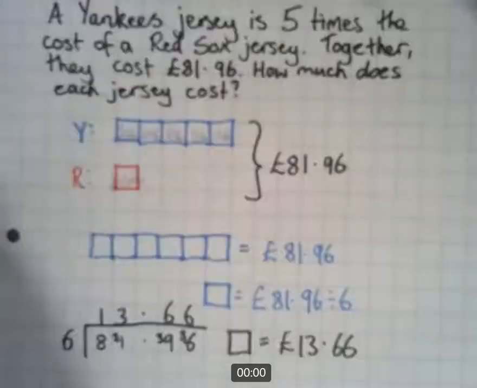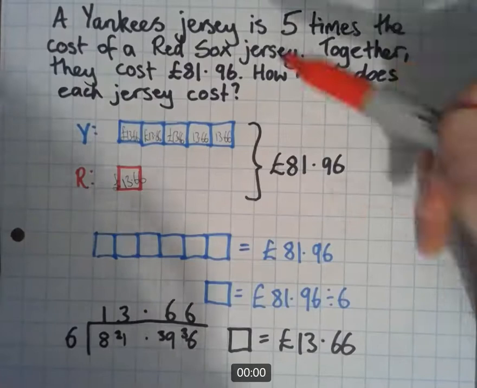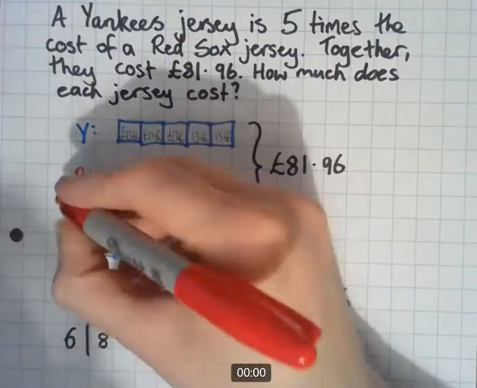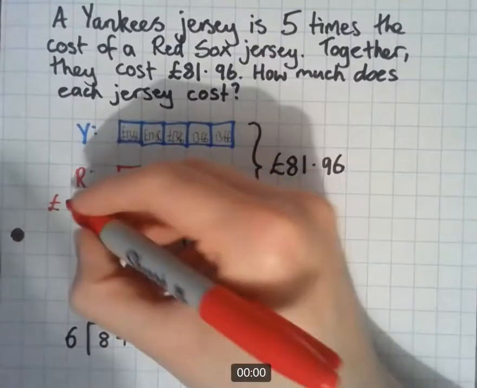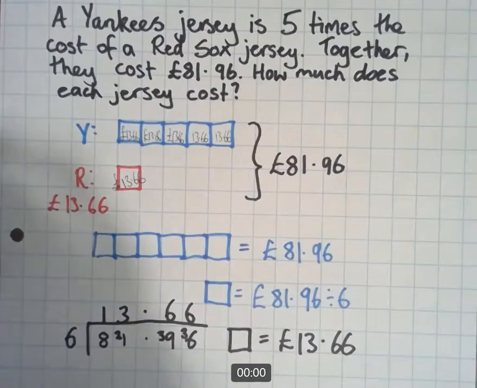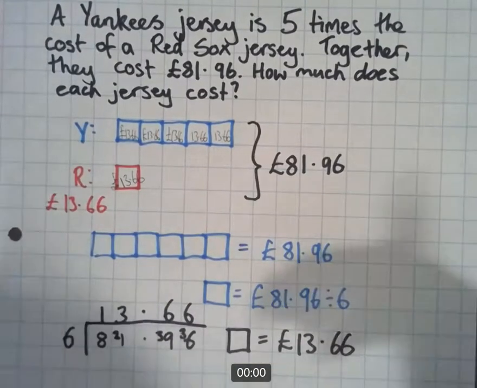So Red Sox jersey, really easy because it's just one of these missing blocks here. Oh, it's gone out of focus, which is quite strange. Come back into focus. There you go, the joys of technology. So now you can see that we filled in the Red Sox box there, so it's just one of them. So we know that a Red Sox jersey is just worth £13.66. Some people, like me, may argue that's far too much for what it is.